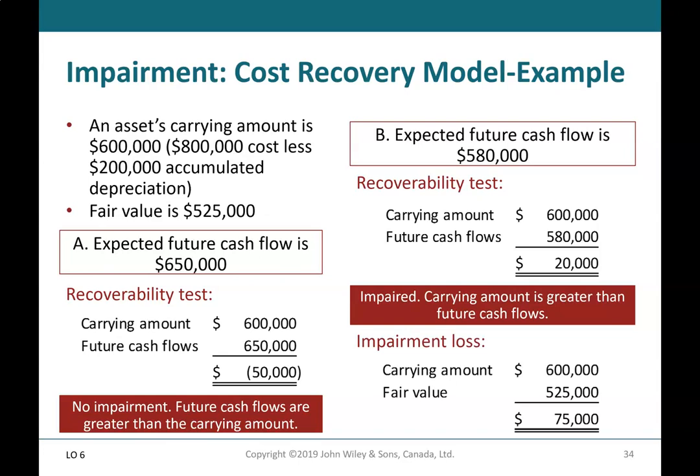Impairment loss. The carrying amount of $600,000 and the fair value of $525,000 gives you a difference of $75,000.